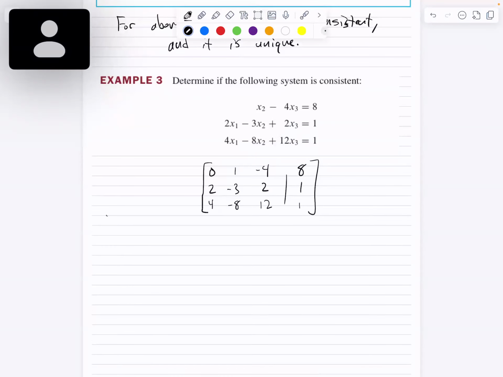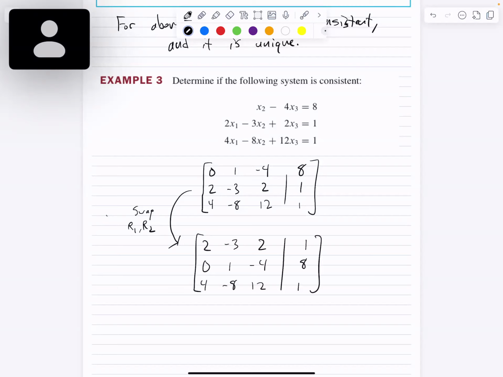I'm probably going to want to swap rows. So I'm going to swap R1 and R2, and I'm going to probably scale it. Maybe I can just do it in steps. It's okay. So we have 2, -3, 2, 1, 0, 1, -4, 8, 4, -8, 12, 1.